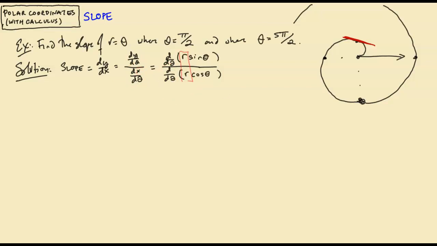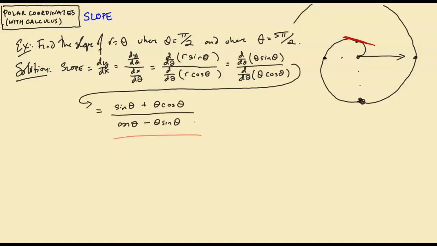And now I need to eliminate these r's so that I can get the stuff in parentheses completely in terms of theta, because then I'll be able to take those derivatives. How do I do that? Well, I know what r is in terms of theta. r is theta. So making those changes gives me this stuff. Instead of r sine theta, I have theta sine theta. Instead of r cosine theta, I have theta cosine theta.